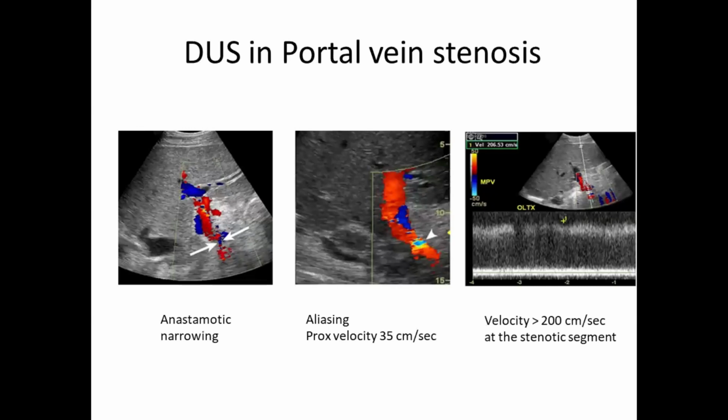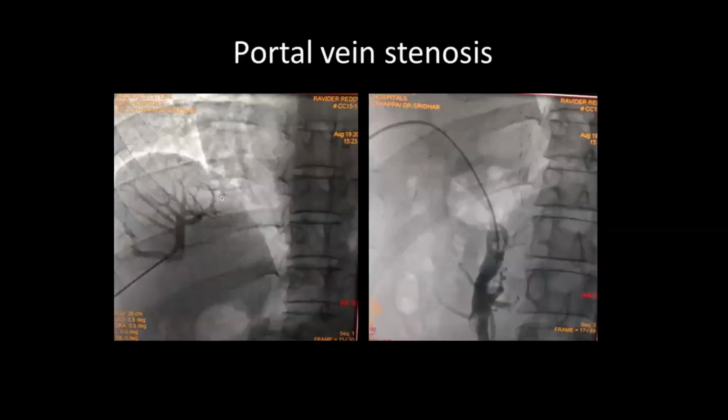So Dr. Olivia has already shown you some elegant images of how to diagnose portal vein stenosis. You can see that there is the narrowing at the anastomotic site, and this is called aliasing. And this is a very, very important phenomenon to diagnose that there is an obstruction in a vascular anastomosis. More proximally, the velocity was low, and at the site of the anastomosis, the velocity was extremely high, 206 centimeters per second, and this gives you the diagnosis of portal vein stenosis.